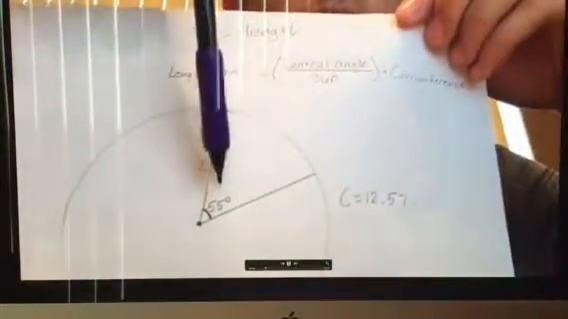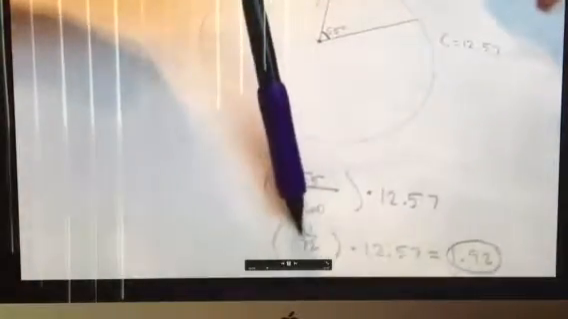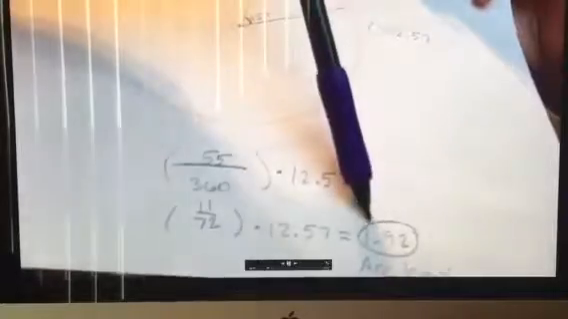So, for our example, we have our central angle, 55 degrees, and we know our circumference, which is 12.57. Alright. So once we plug in all the numbers, we will get 55 over 360 times 12.57. So we reduce 55 over 360 to get 11 over 72 times 12.57. And if we multiply these two together, we will get 1.92, which is the arc length.